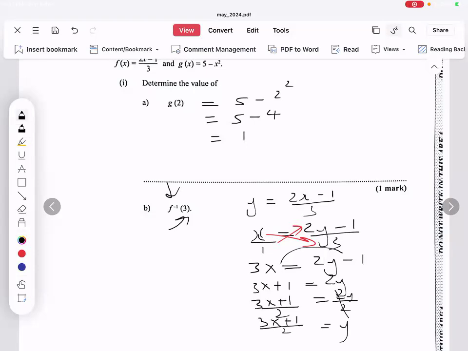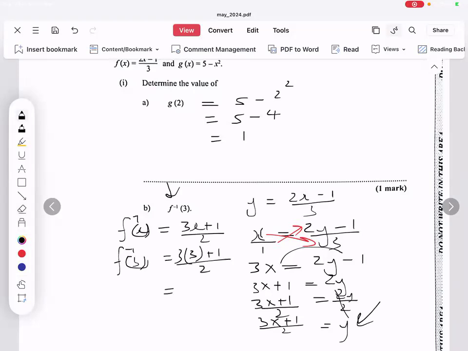Okay? Now remember, they never say must find y, they say must find the inverse. So you have to draw a conclusion now, because then we take off marks. We know that when we find y, we find the inverse. So you need to say f inverse x equals 3x plus 1 over 2. So f inverse 3 is equal to 3 times 3 plus 1 over 2. So 3 times 3 is 9, 9 plus 1 is 10, 10 over 2 works out nicely to be 5. That's it.